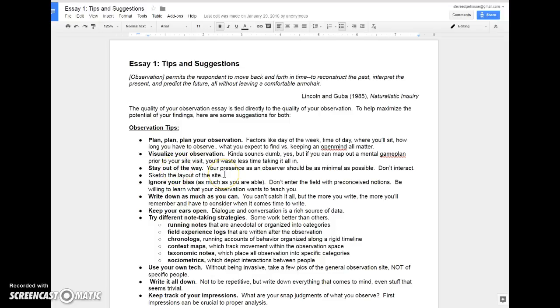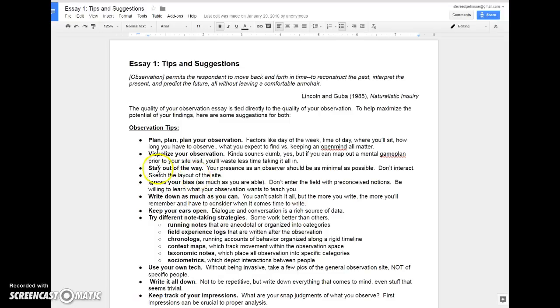Stay out of the way. I would not interact. Some students never get this idea and they go up and start interviewing people. Your goal is to be invisible. I know that's not possible, but in your observation, you don't want to disrupt the site any more than you can.